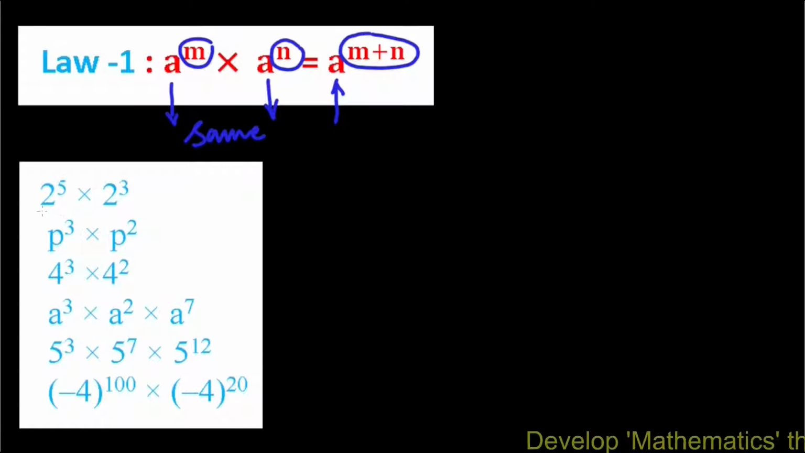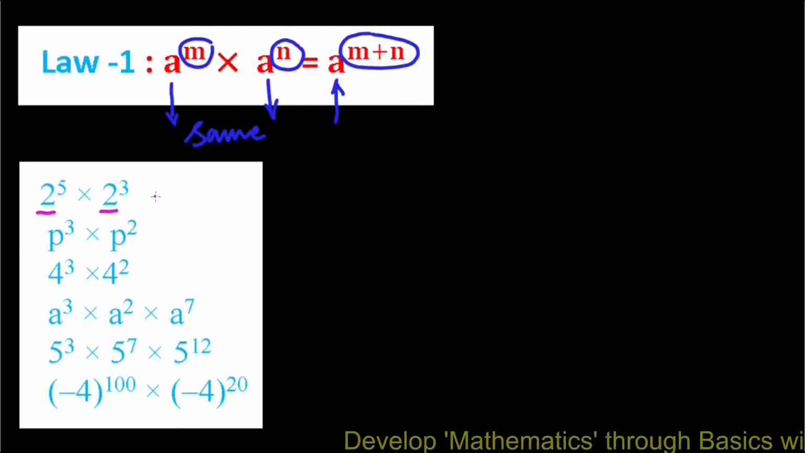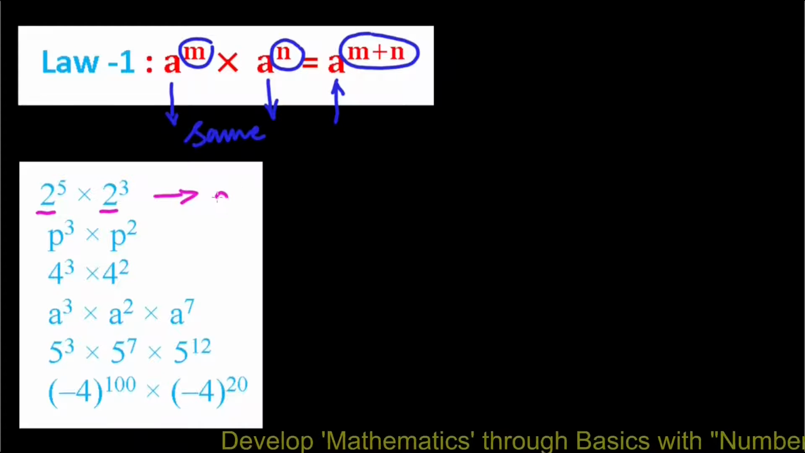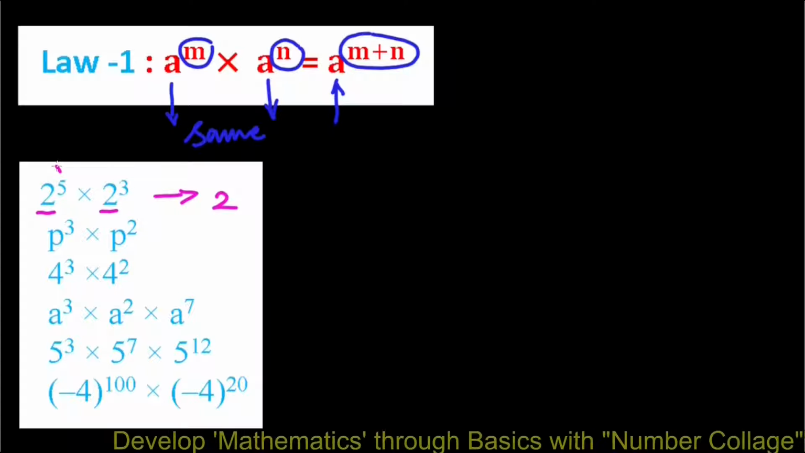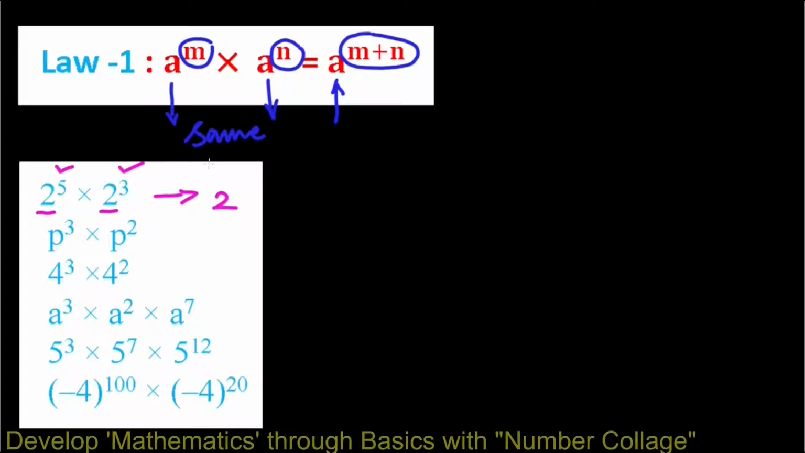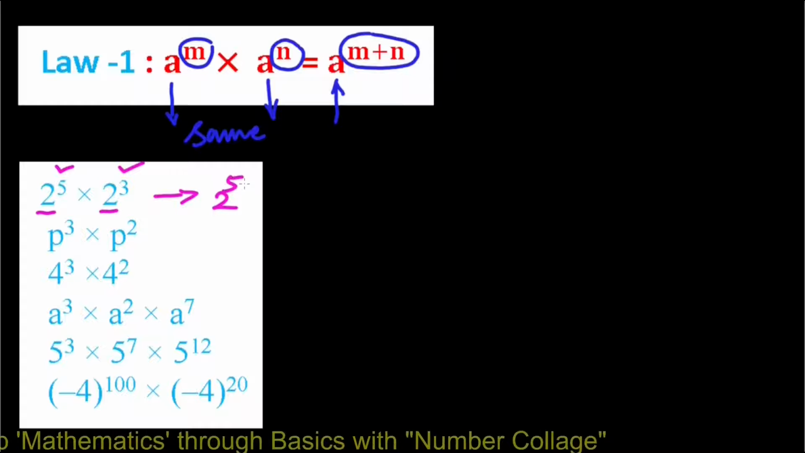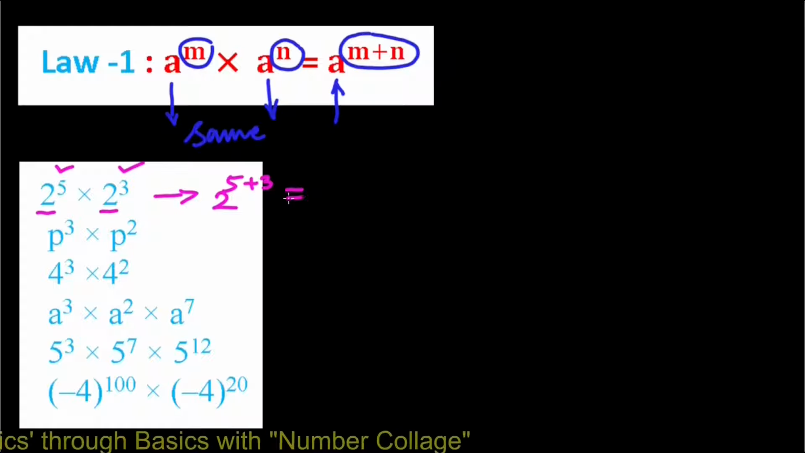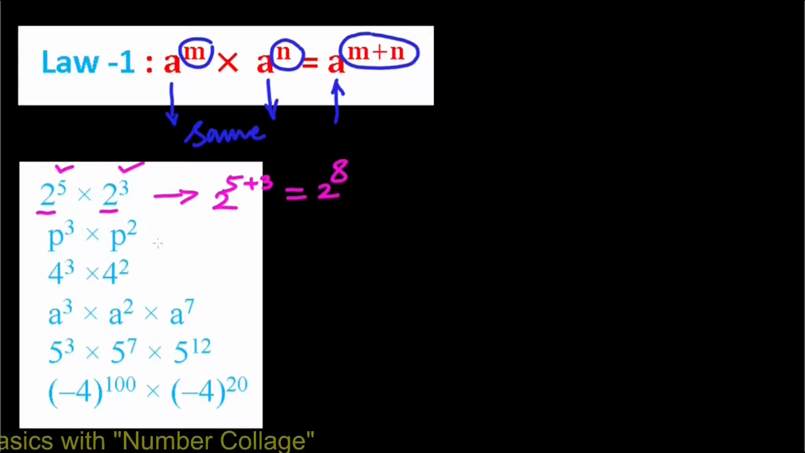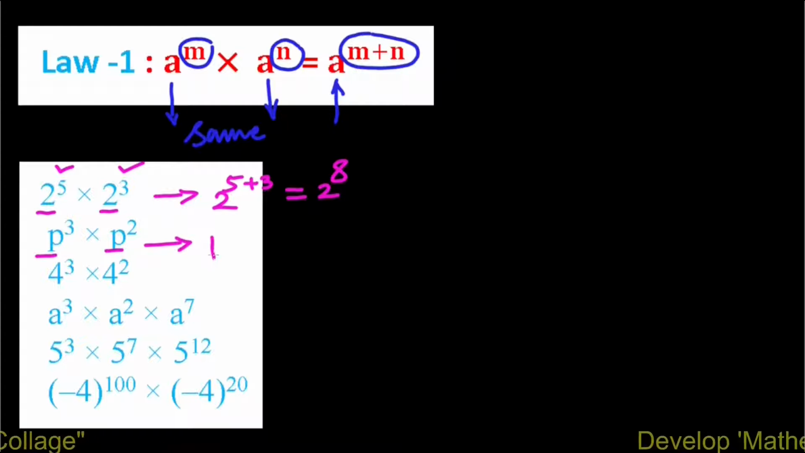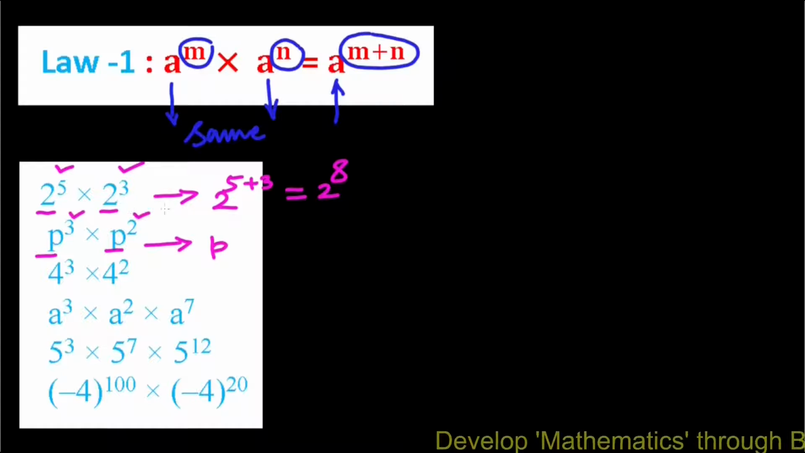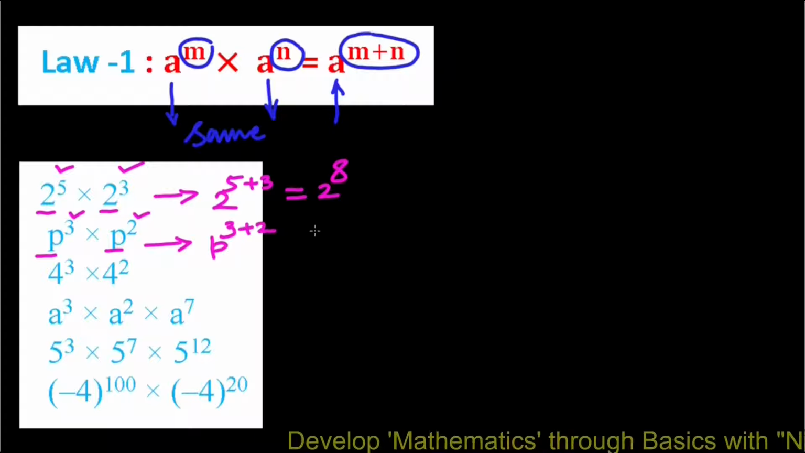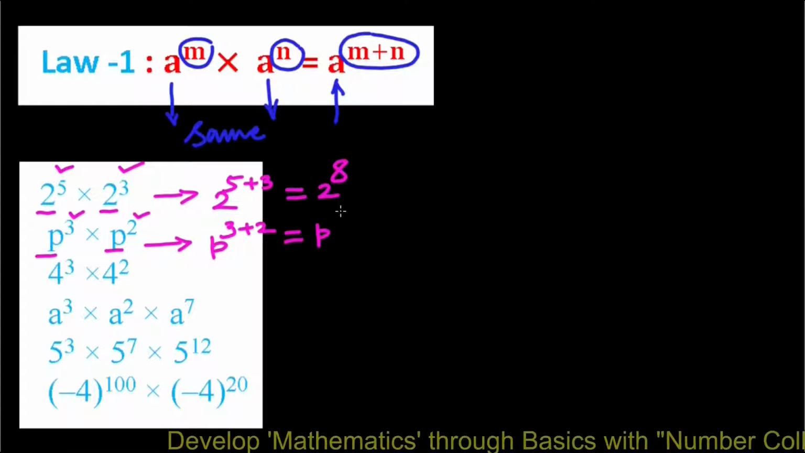In the first example, let us confirm that the base is the same, which is 2. So we will raise the same base 2 to the sum of powers of the individual numbers, that is 5 plus 3. That gives us 2 raised to 8. In the second example, the base is the same, which is p, so its power will be the sum of 3 and 2, that will be p raised to 5.